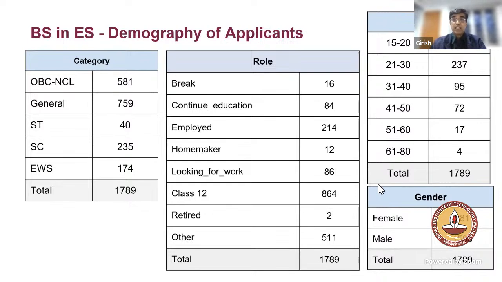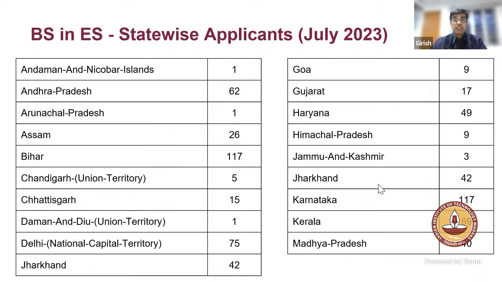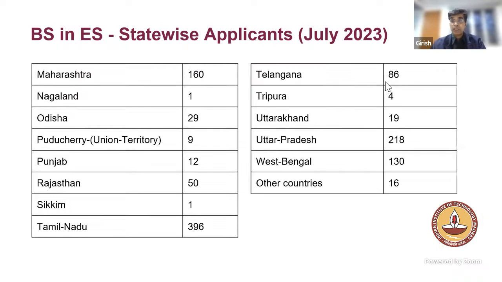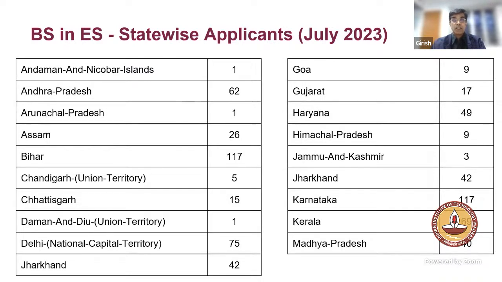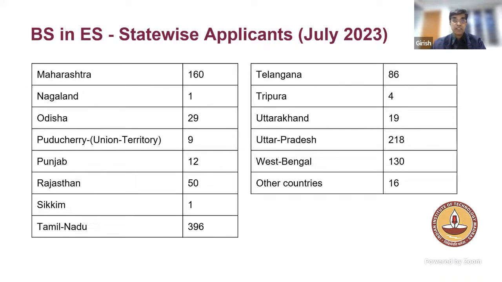And when it comes to role, you can see that many of the applicants are either in class 12 or have completed class 12. We also have a large number of candidates who are currently working. Around 214 candidates are currently employed. So that's about the demography of the applicants. State-wise, you can see that we have applicants from across the country. We have a large representation from Bihar, Karnataka, Maharashtra, Tamil Nadu, Uttar Pradesh, and Telangana. Of course, we also have representation from other states as well, but the numbers are different.